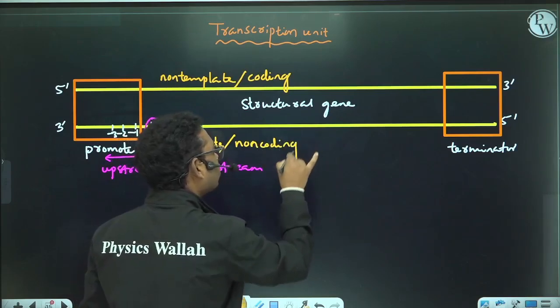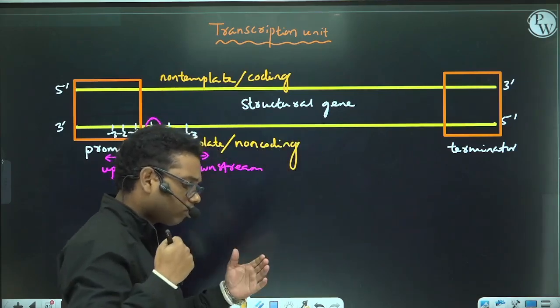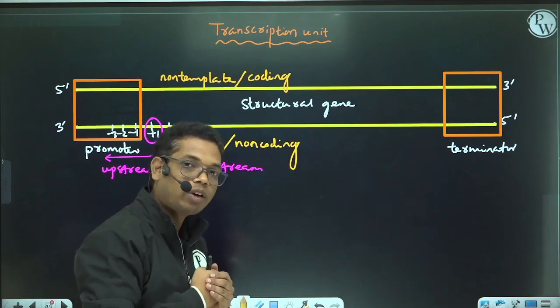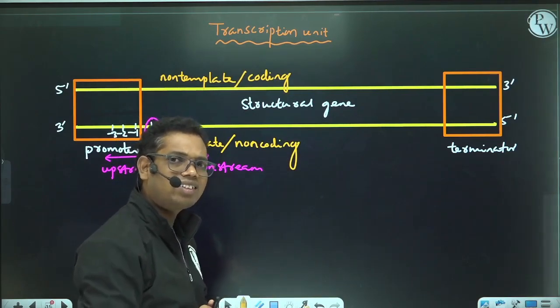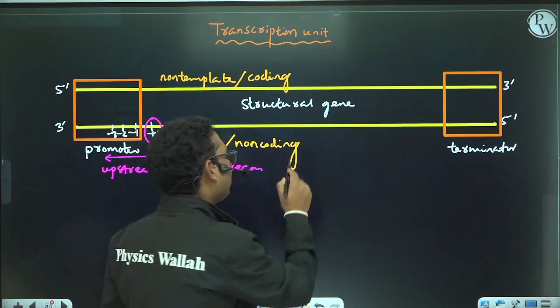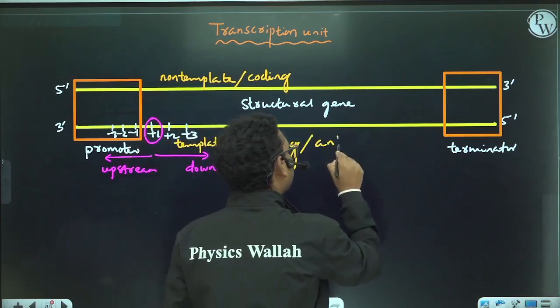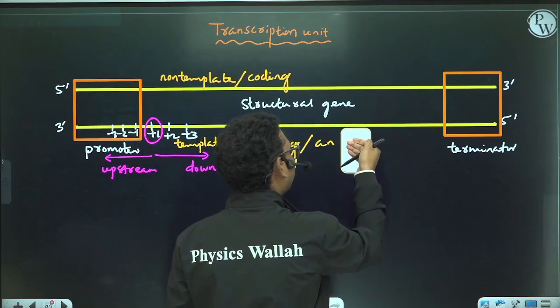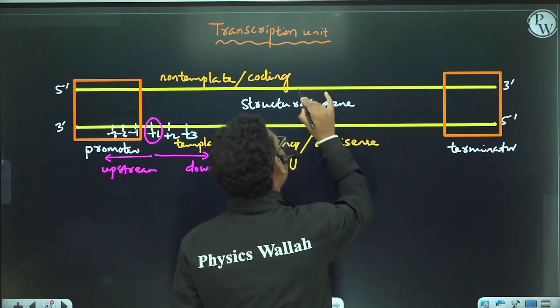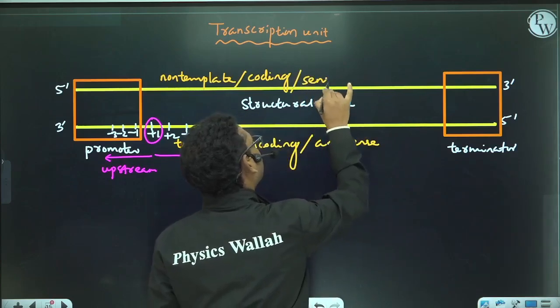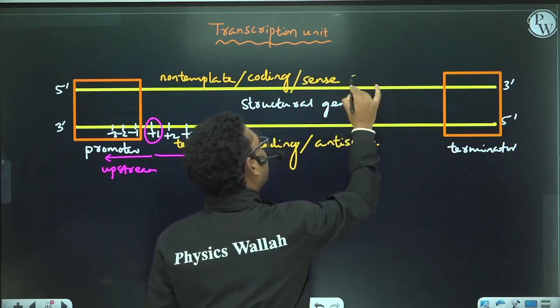And the strand which forms hydrogen bonds or pairs with the RNA molecule is called the antisense strand. So this strand will be the antisense strand. If this strand is the antisense strand, then this strand will be the sense strand. This strand will be called the sense strand.